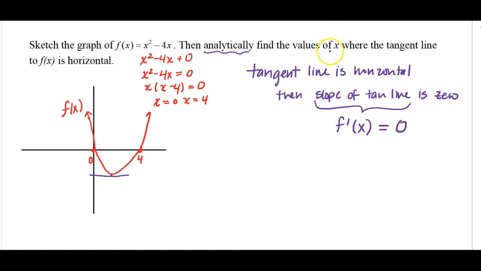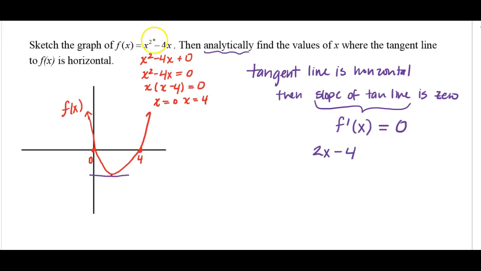So when this question asks us to find the values of x where the tangent line to f of x is horizontal, it's definitely something where we're applying our knowledge. Well, tangent lines are horizontal when their slopes are 0, and slopes of tangent lines means derivative, so I want to set the derivative equal to 0. So now that we have the power rule, we can go ahead and analytically find the derivative of f of x. So f prime of x is 2x minus 4.